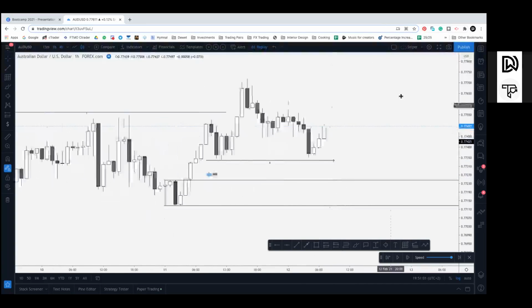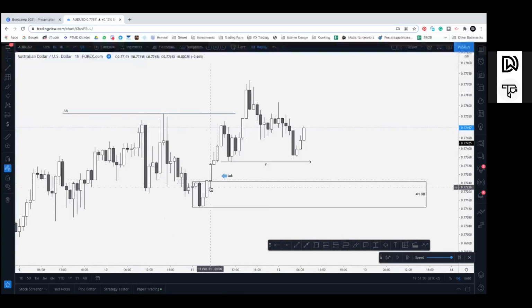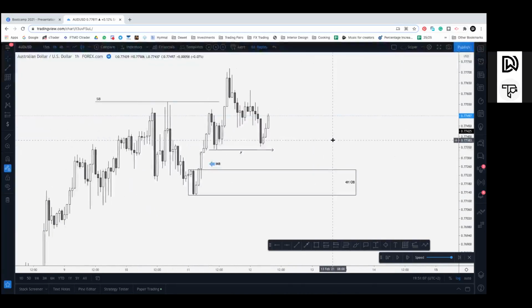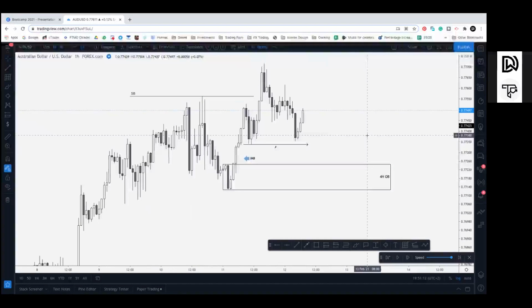On the 1 hour again, we can just see that we have price pushing up, coming back down. So now this is where the patience comes in, and this is now where you need to pay attention and be patient to wait for the setup to occur.